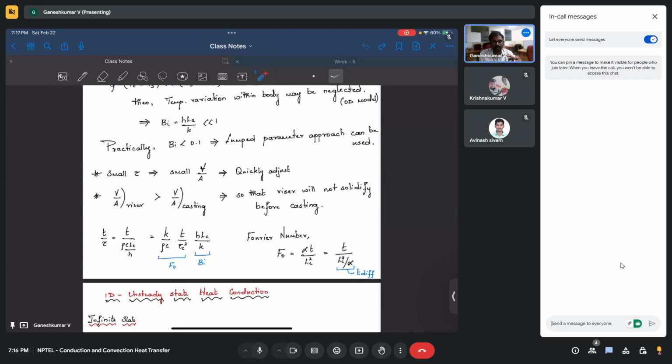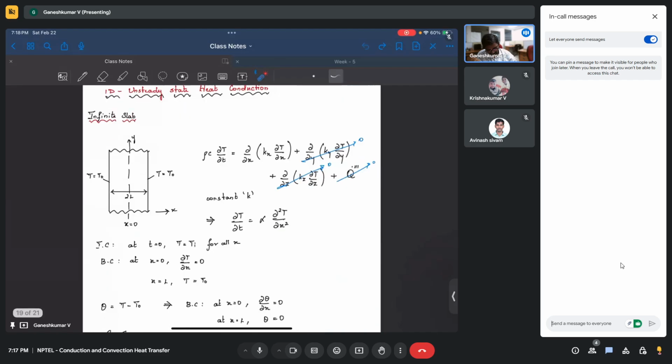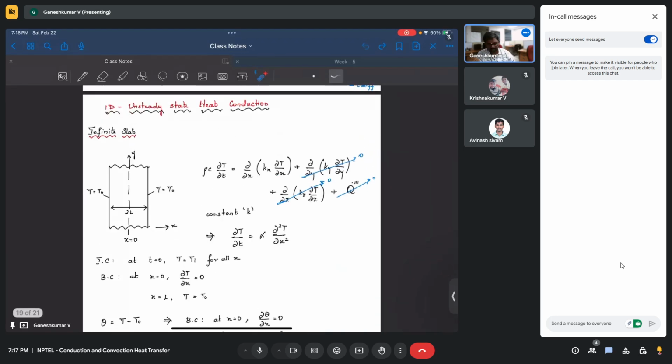So if you want to do that, then you have to design a riser in such a way that it does not solidify before, which means you need to perform a transient heat conduction analysis, and you need to make sure the time constant of this riser is higher than that of the workpiece. And then, this is one lumped parameter approach. And then we also did the case where lumped parameter is not valid within the sphere, or within the material, and the temperature can vary along the space also.